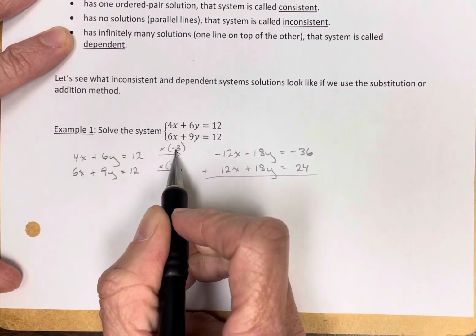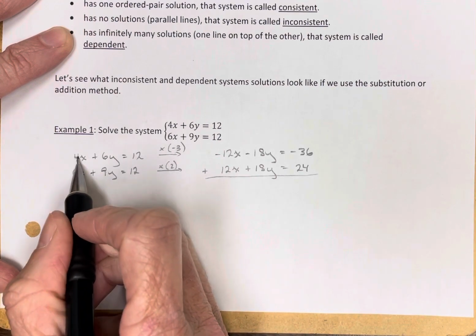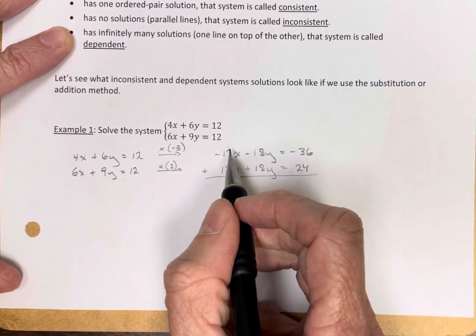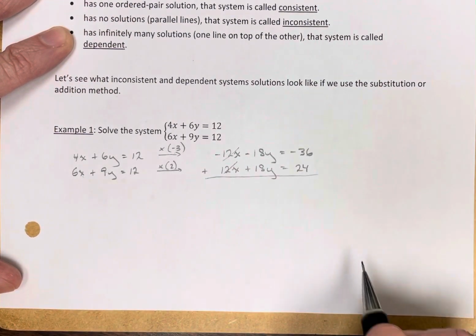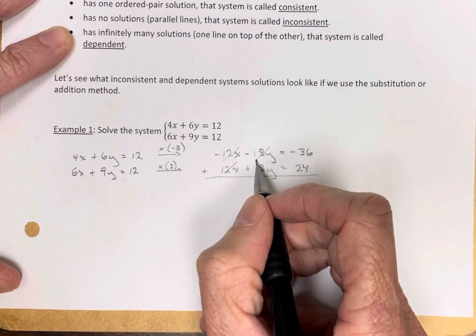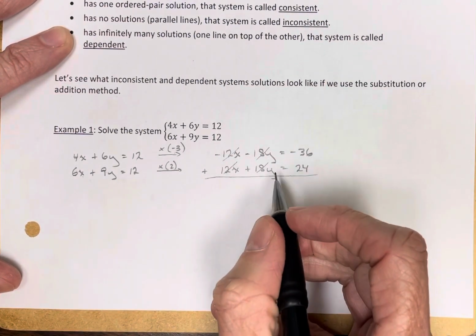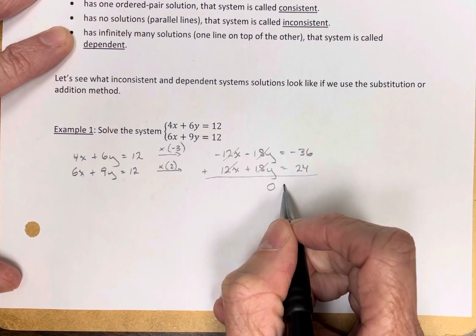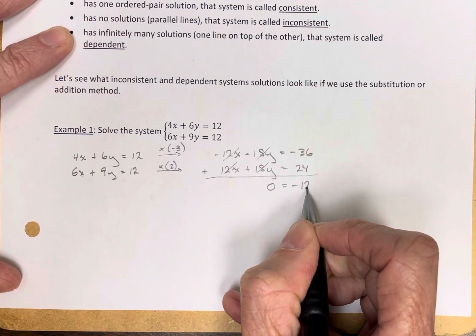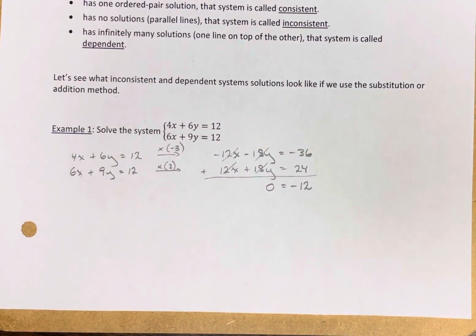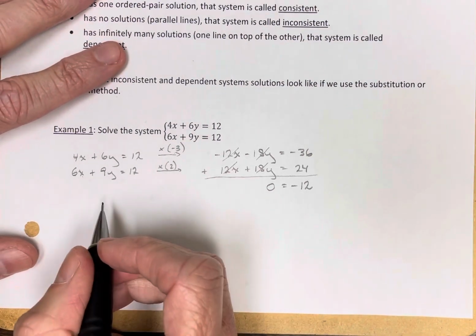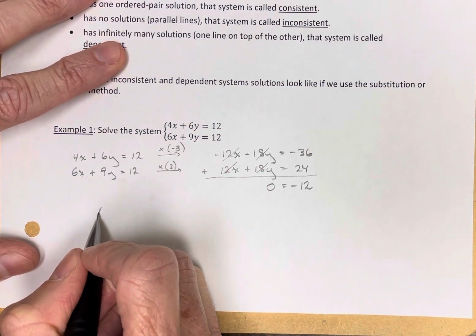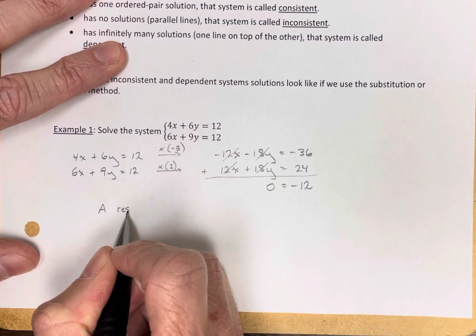Well, I chose -3 and +2 to get rid of the x, but lo and behold, it got rid of that because that's a 0, but it also got rid of the y. And so when I add, my result is 0 equals -12. Okay, so what does that tell me? Let's write this down so we can see what this is in words. A resulting statement.